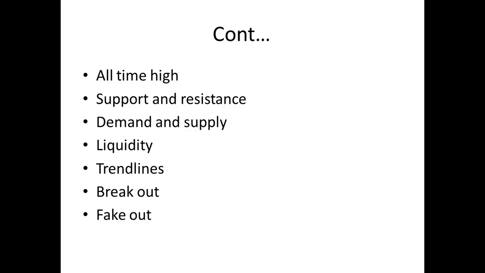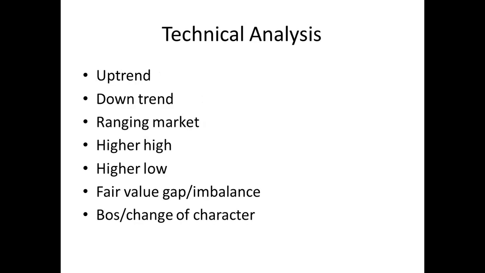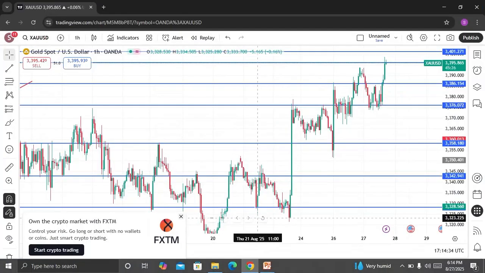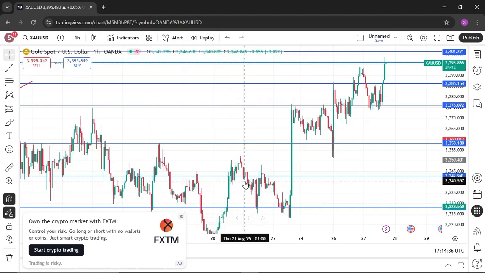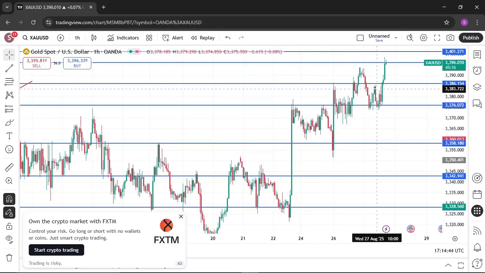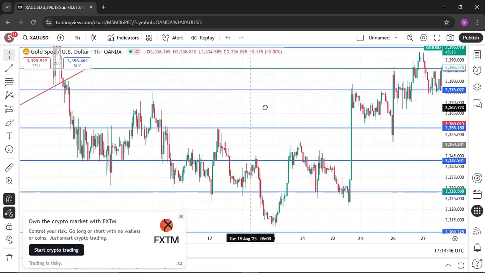And in this video we are going to start and go deeply into technical analysis. Let's start with uptrend. Now, what do we mean by uptrend? When we say uptrend, that is the market is moving upward. That's the overall chart of the market is going in an upward direction. That is the price action of the market is going up.